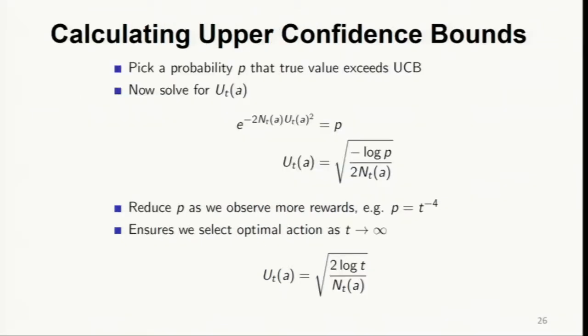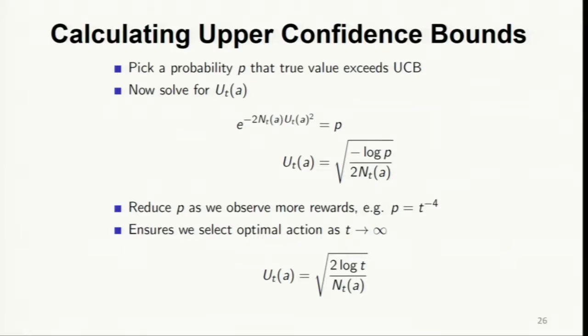So if we pick the probability, then we will be able to derive UTA. UTA will be the square root of minus log p over 2NTA. Now let's pick p to be t to the minus 4. That ensures we select optimal actions as t goes to infinity. That means UTA equals the square root of 2 log t over NTA.